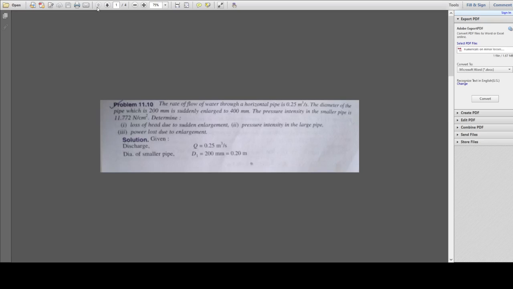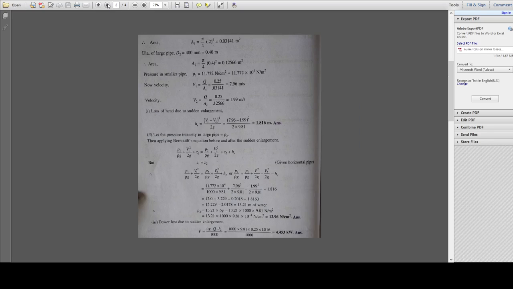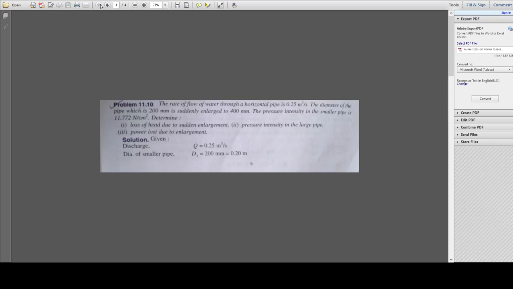Now the first question was to determine the loss of head due to the sudden enlargement. The expression for loss of head due to sudden enlargement is (V1 minus V2) whole square divided by 2g. We know the value of V1, we know the value of V2. Substituting that, we get the head loss due to sudden enlargement, that is 1.816 meters.